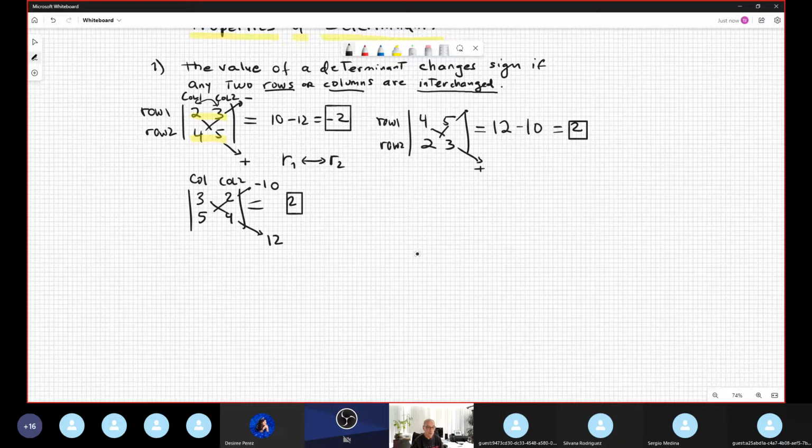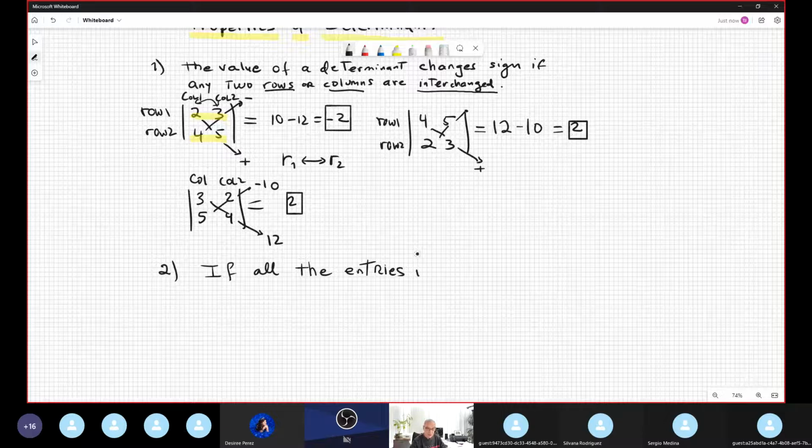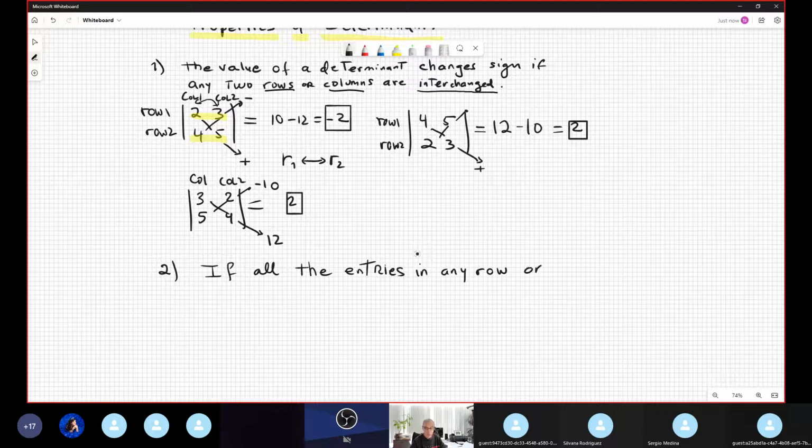Important. Property number 2 is when all the entries, or elements, in any row or column... Any entry is the word you use in the books.